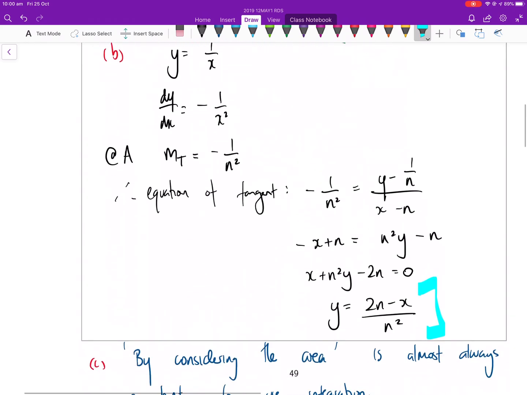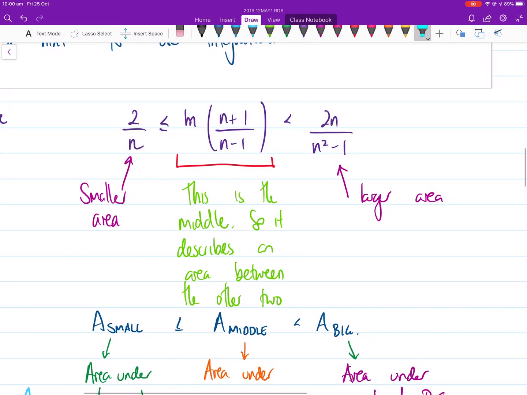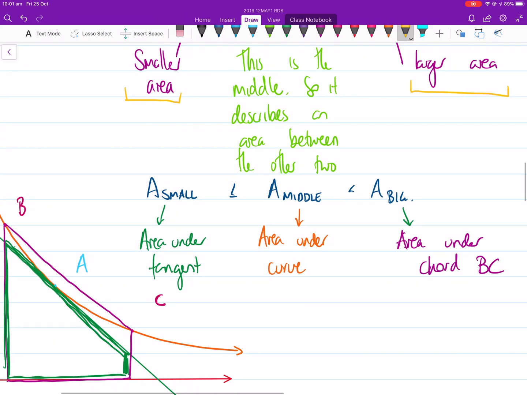But this is the one that I'm talking about here. Essentially what I ask you to do is to prove this. Now it's a double-barreled inequality. You've got something in the middle, something that is bigger and something that is smaller. It says by considering the areas, so we're going to look for what's in the middle. We need something that's going to be in between a smaller area and a larger area. Okay, so it sort of sets it up like this.